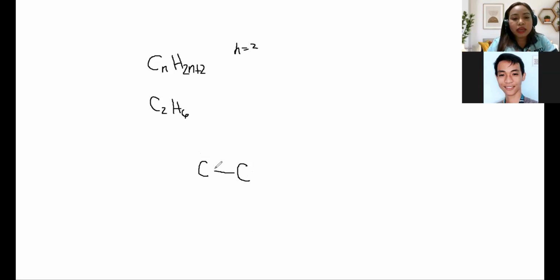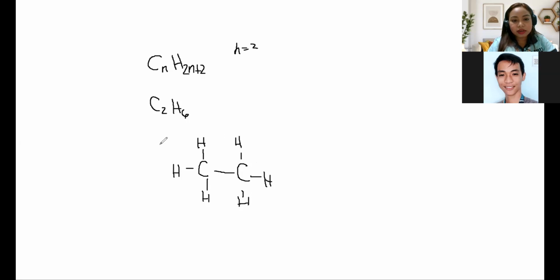Since carbon is tetravalent, it could have 4 bonds. There is one here, plus one there. Since there is no carbon there, we add hydrogen. In every lacking bond, we add hydrogen.